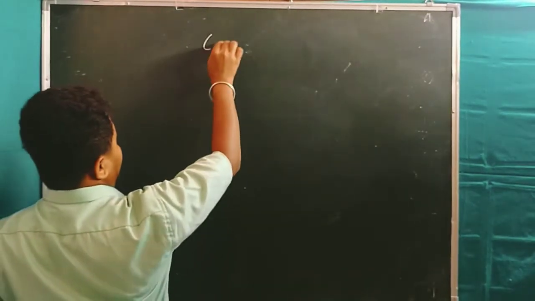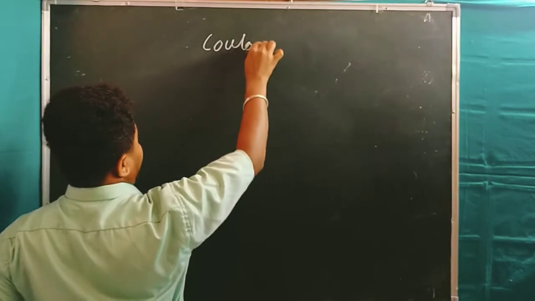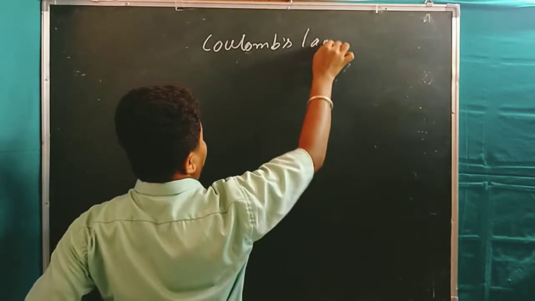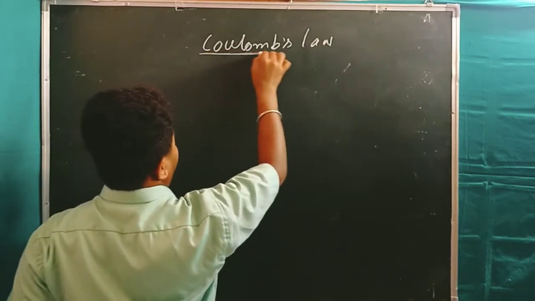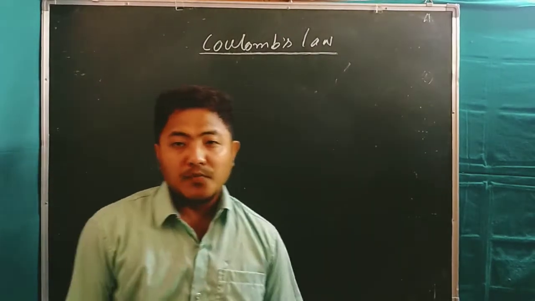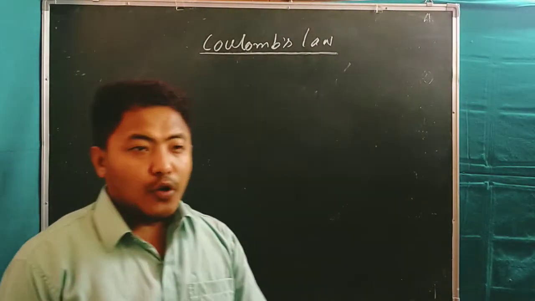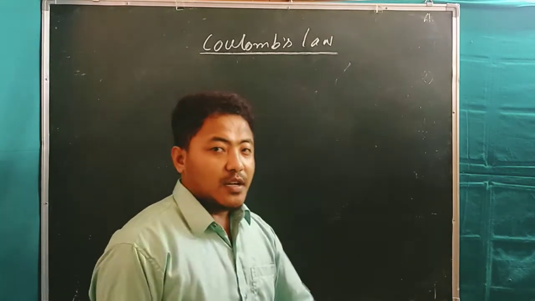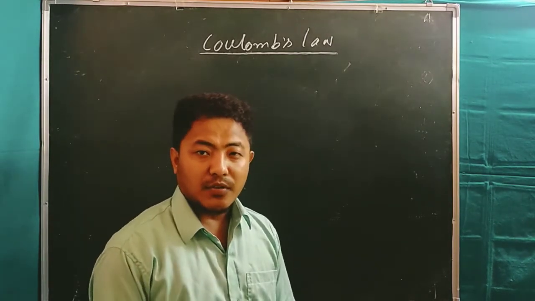Today's topic, kindly write the headline. This is Coulomb's law, the first derivation of the Class 12 Physics, second year. So what is Coulomb's law and what is the importance of it? We'll discuss in today's class. You write down Coulomb's law.